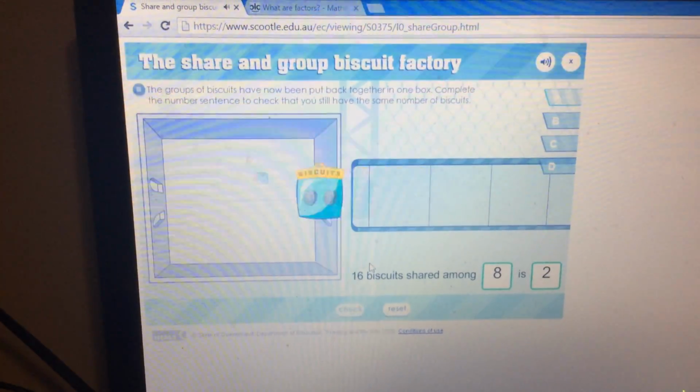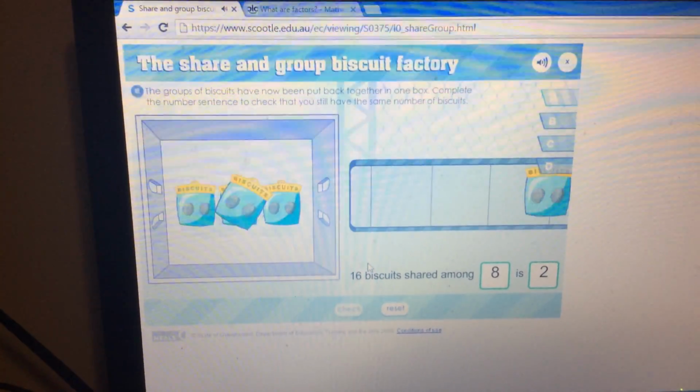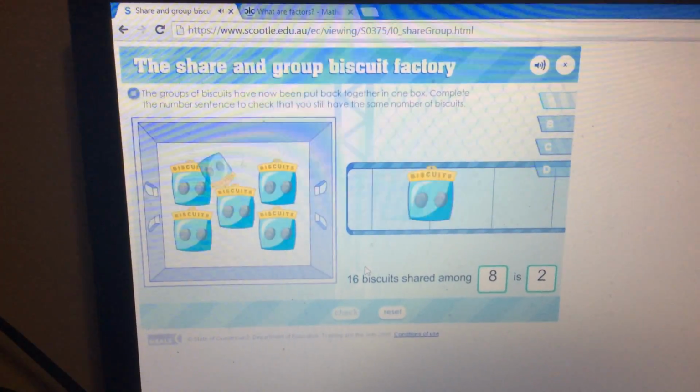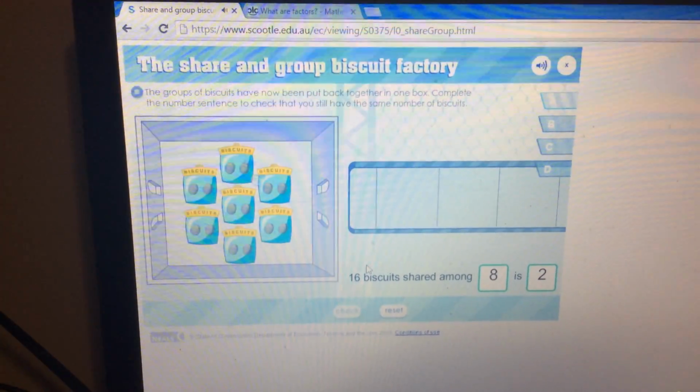Groups of biscuits have now been put back together in one box. Complete the number sentence to check that you still have the same number of biscuits.